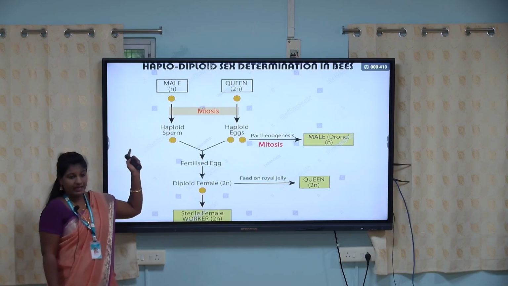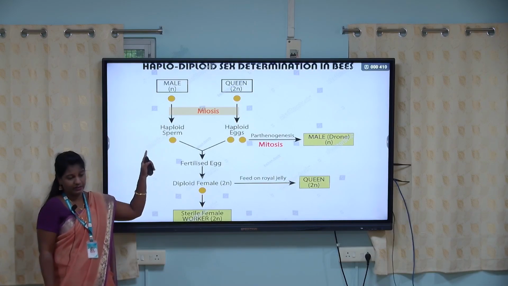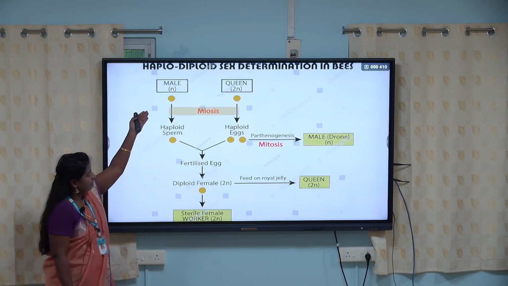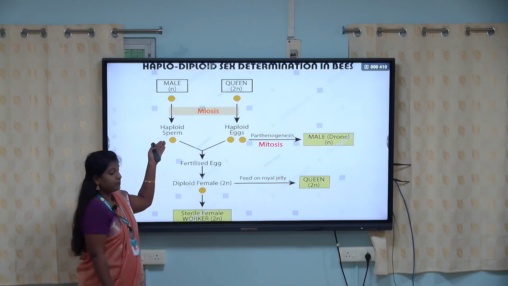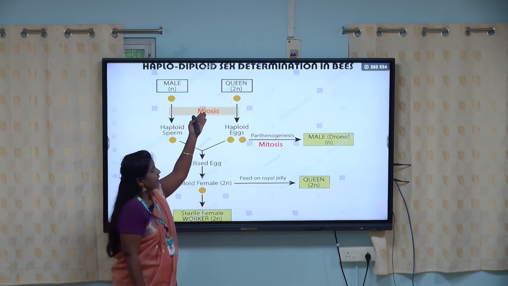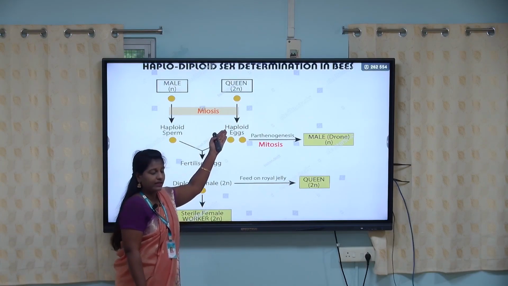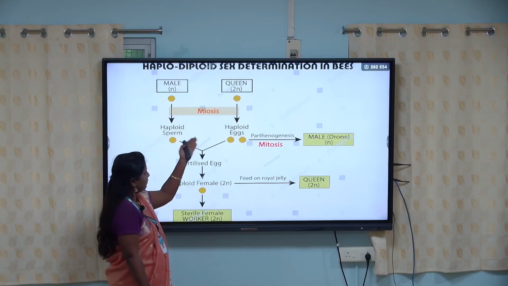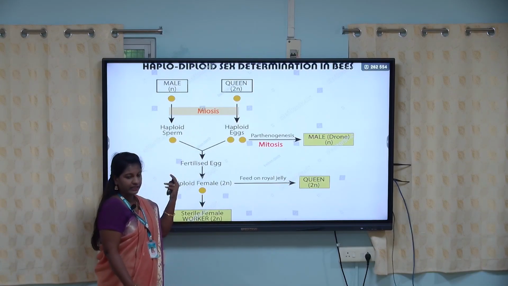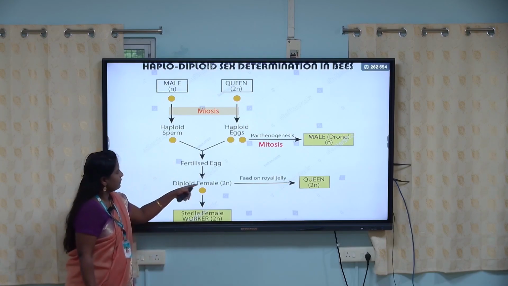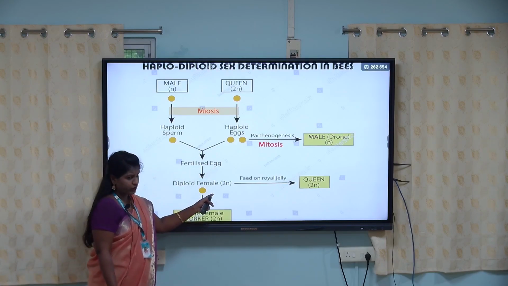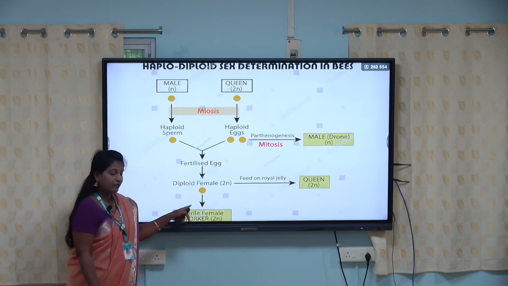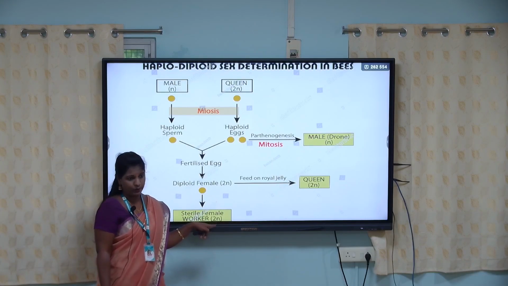Here the male has n number of chromosomes and the female, that is the queen, has 2n number of chromosomes, which is diploid. The male donates haploid sperm, which is n, and the female also donates haploid eggs, which is again n, through meiosis cell division. Both join together and fertilization occurs. So n and n, when combined, give 2n, and this finally leads to a sterile female worker, that is 2n number of chromosomes.